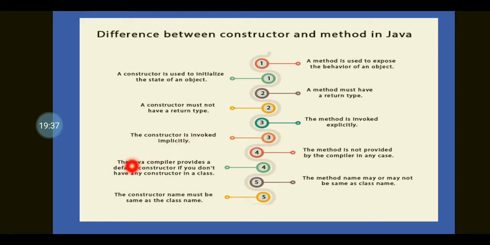And the Java compiler provides a default constructor if you don't have any constructor in the class. If you didn't give any constructor in the class, the Java compiler will provide its own default constructor. But there is no default method provided by the compiler; a method is not provided by the compiler in any case. And the constructor name must be the same as the class name, but the method name need not be the same as the class name.